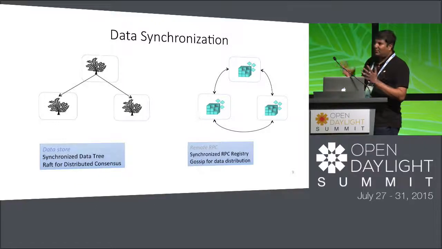So Gossip actually works better when you have a very large cluster. Raft works well only with smaller clusters. Up to 20 nodes in a cluster is okay with Raft, whereas with Gossip you can go up to 400 nodes.